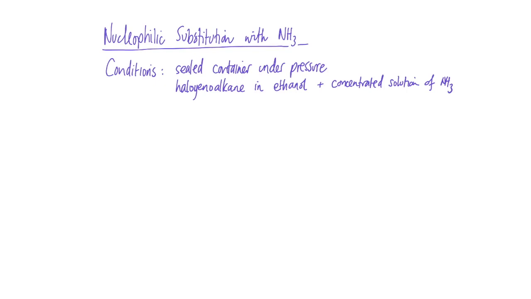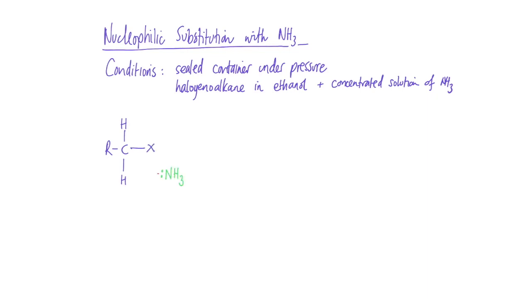Next, let's take a look at the nucleophilic substitution reaction of a haloalkane with ammonia. So conditions: sealed container under pressure. We've got the halogenoalkane in ethanol and a concentrated solution of ammonia. And for the mechanism, we can just look at that regular general representation of our haloalkane.